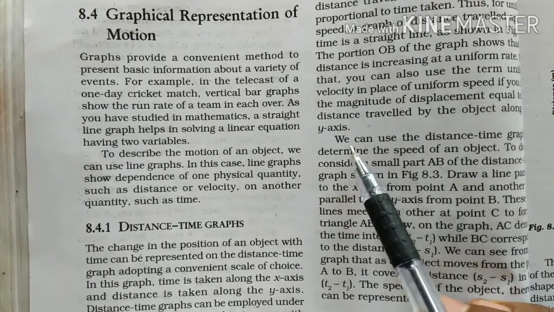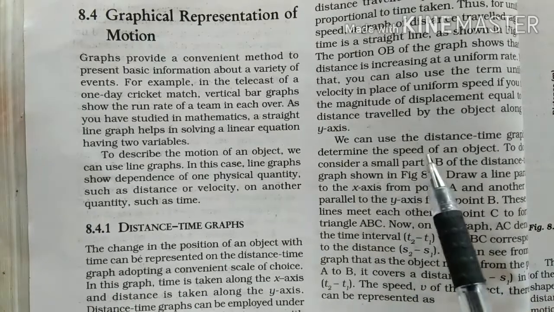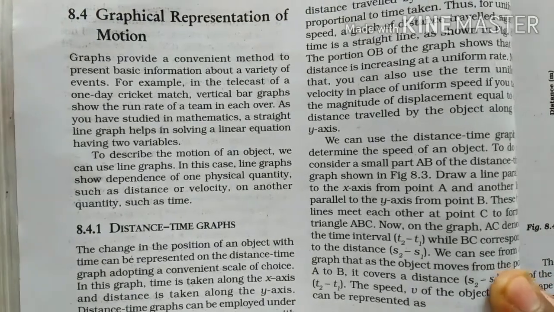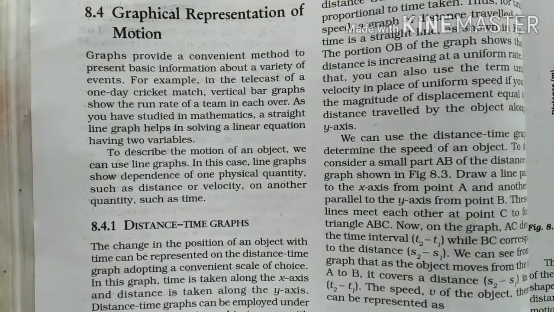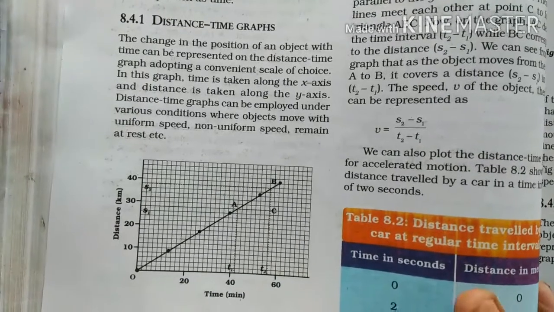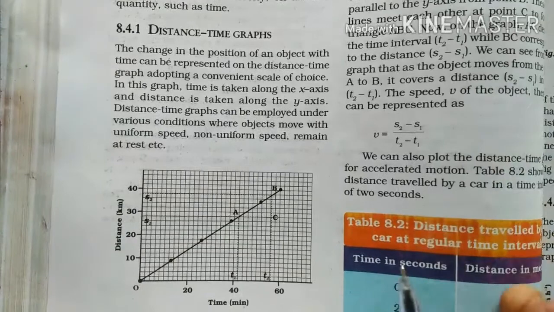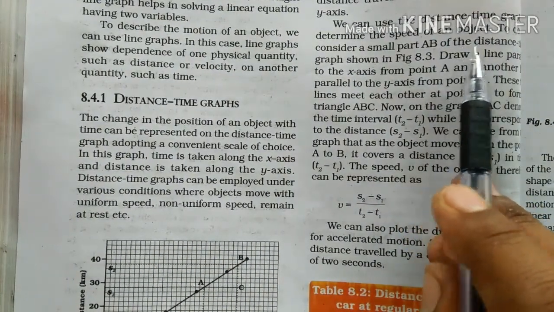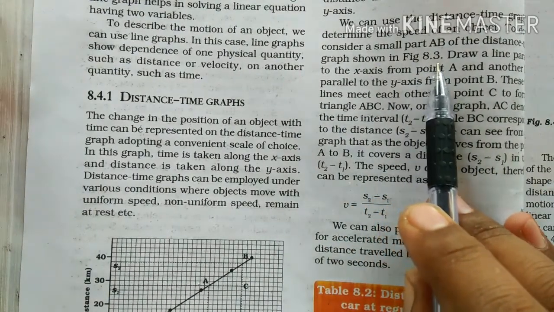Now in the next paragraph, we can use the distance-time graph to determine the speed of an object. To do so, consider a small portion AB of the distance-time graph shown in figure 8.3. See here, the small portion is AB.